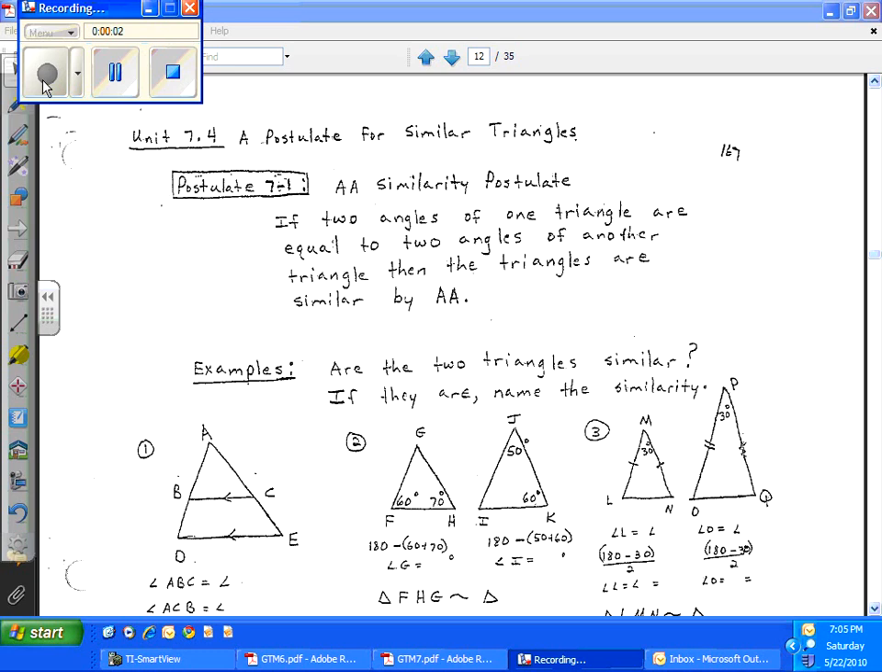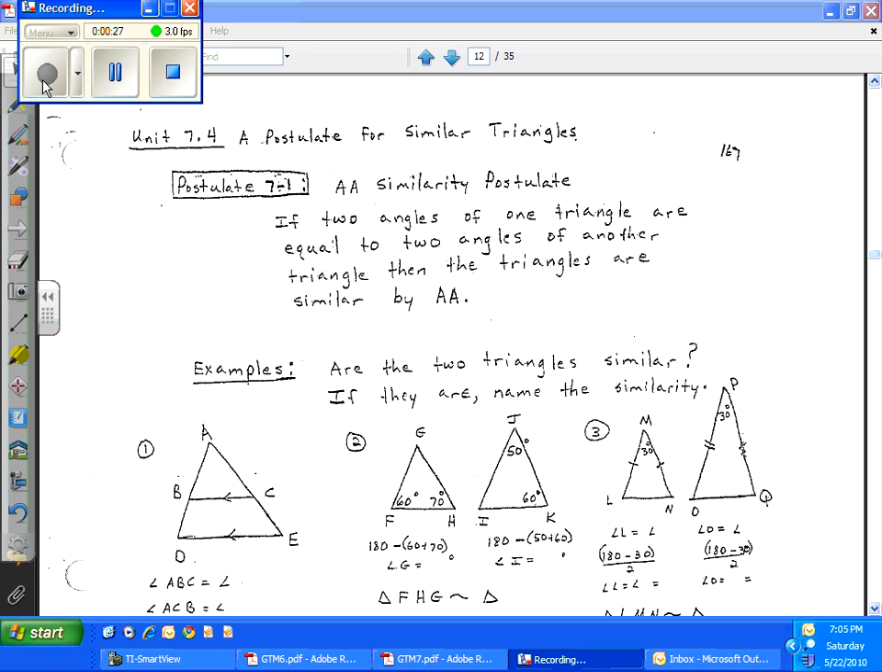Unit 7.4, a postulate for similar triangles. Remember congruent triangles? We learned that we could prove that two triangles were congruent by side, side, side; side, angle, side; angle, side, angle; and hypotenuse leg. And every time it said side or angle, it meant equal sides or equal angles.